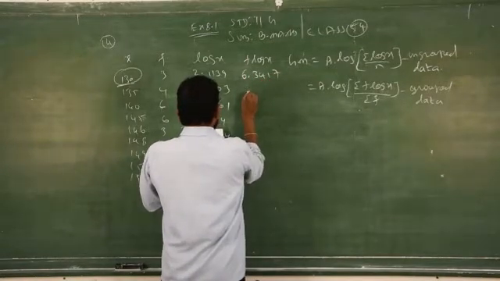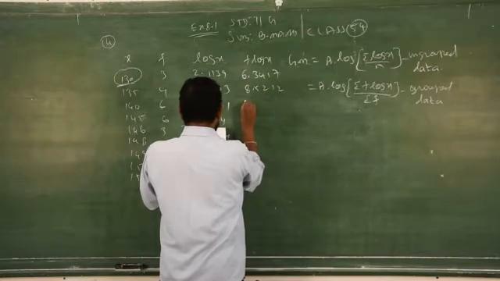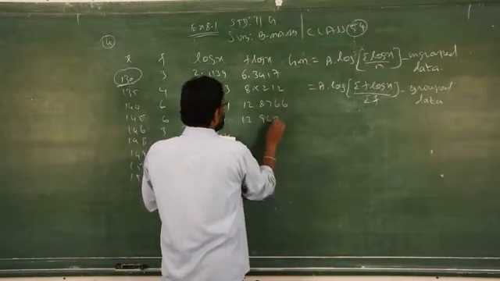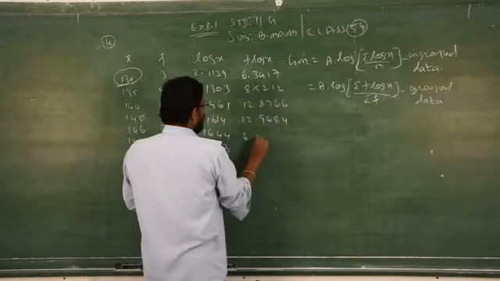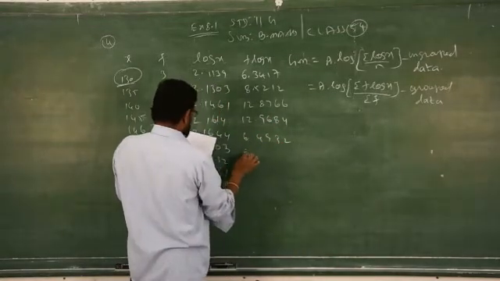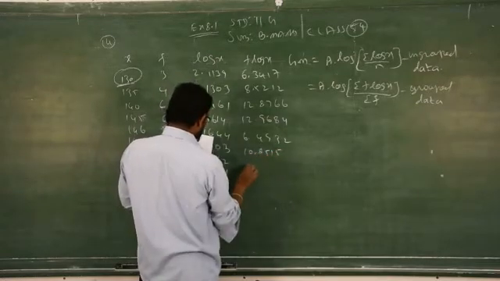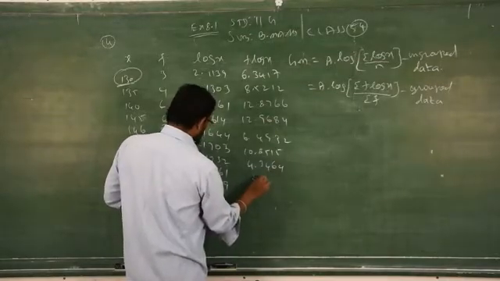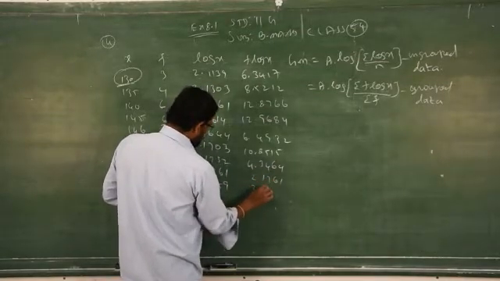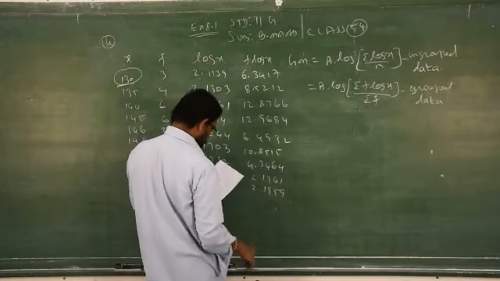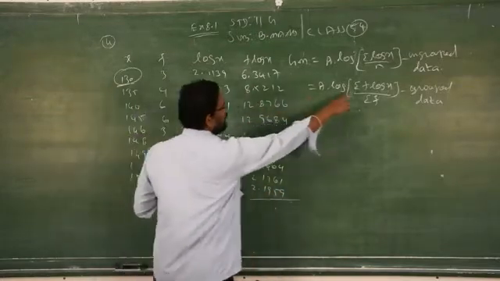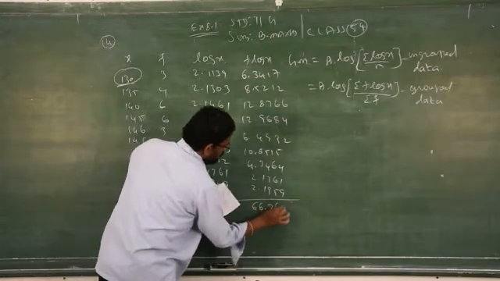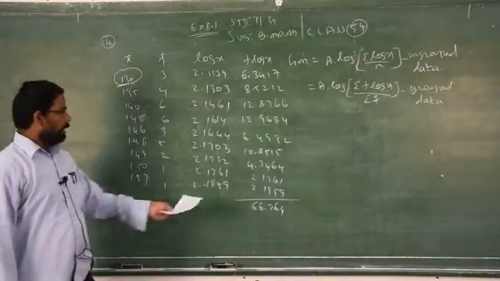6.3417, 8.5212, 12.8766, 12.9684, 6.4932, 10.8515, 4.3464, 2.1761, 2.1959. The total, because I need the summation, you have to total it, and you will get 66.764. Now you can apply this.